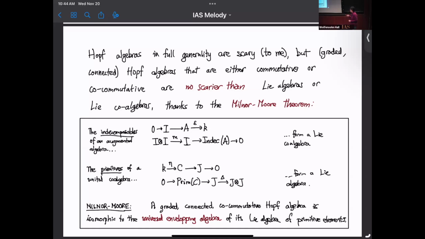And the theorem of Milnor-Moore is that in the graded connected case, a co-commutative Hopf algebra is recoverable from, equivalent data to merely the data of its Lie algebra of primitive elements. The precise statement is that it's isomorphic to the so-called universal enveloping algebra of its Lie algebra of primitive elements. Recall, this is a canonical way to turn a Lie algebra into an associative algebra. It's left adjoint to some appropriate forgetful map. So that's my precise claim about just how scared to be of Hopf algebras.